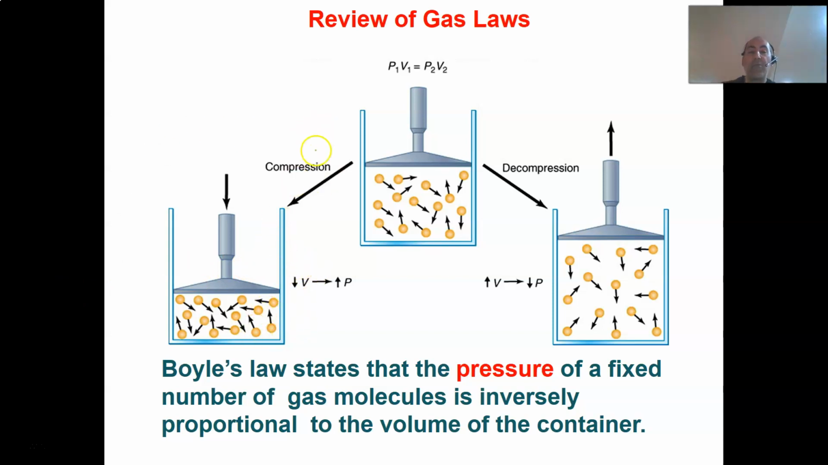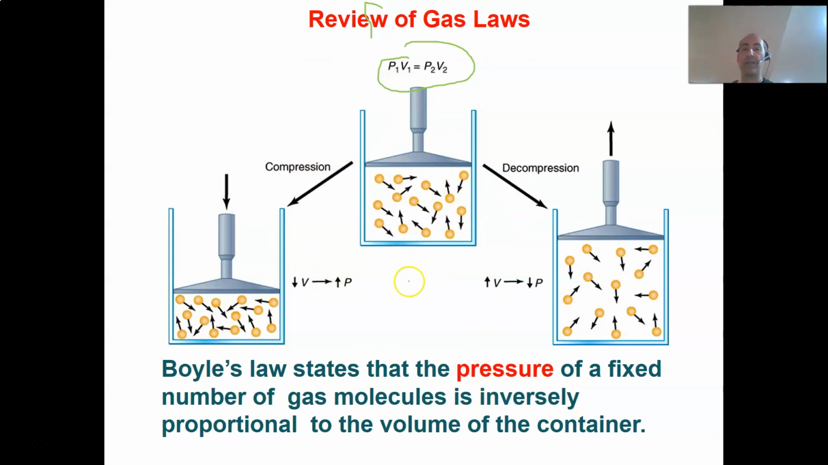So here we have Boyle's law, and Boyle's law states that the pressure of a fixed number of gas molecules, right? So let's say that there's, I don't know, 10 gas molecules here, I'm not going to count them, is inversely proportional to the volume of the container at a constant temperature. So temperature is held constant. So the equation is P1 V1 equals P2 V2.